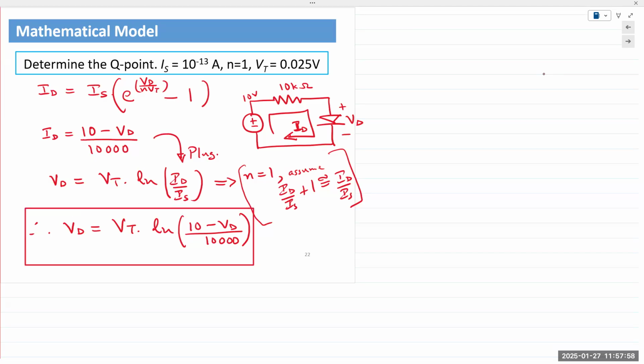This equation, much like the equation that I had on the quiz, cannot be solved directly. You need some software or need to perform iterative analysis. And so we have our second method, where we use an iterative analysis to arrive at a value for diode voltage.